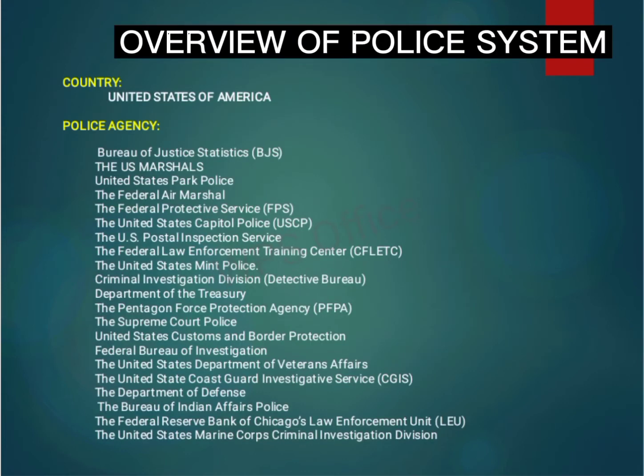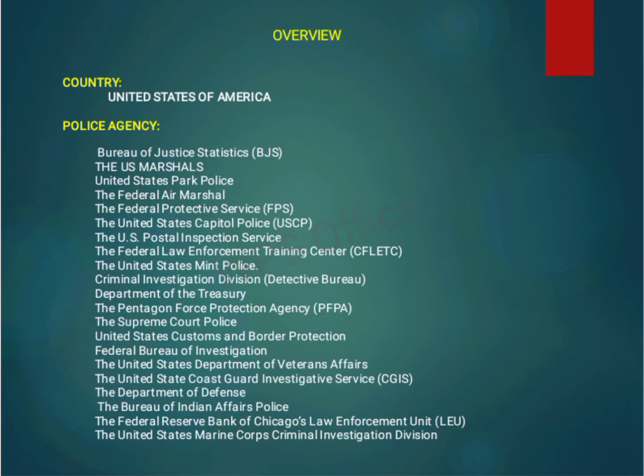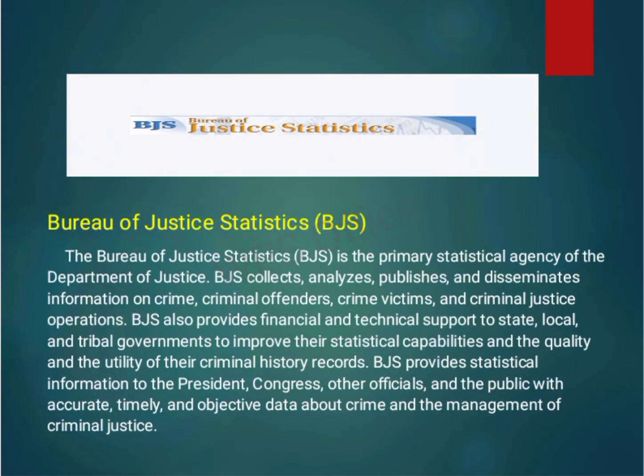Next, ang overview of police system ng United States of America. At ang una nating tatalakayin ang mga police agency ng USA. So, ang una is the BJS or Bureau of Justice Statistics. And Bureau of Justice Statistics or BJS is the primary statistical agency of the Department of Justice. So, sila daw yung nangunguna. BJS collects, analyzes, publishes, and disseminates information on crime, criminal offenders, crime victims, and criminal justice operations.